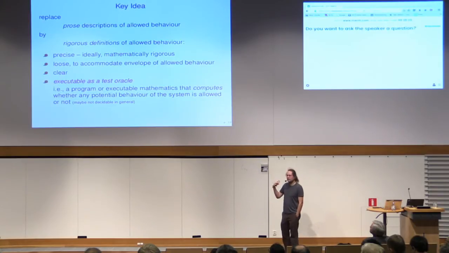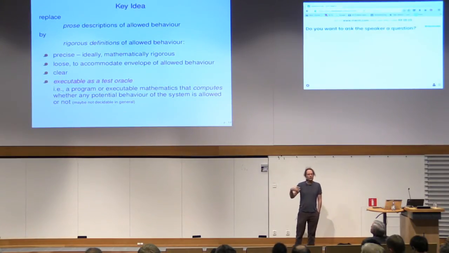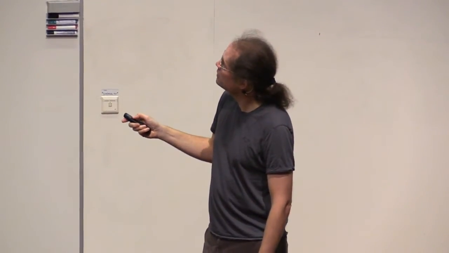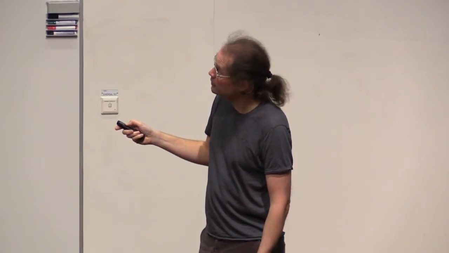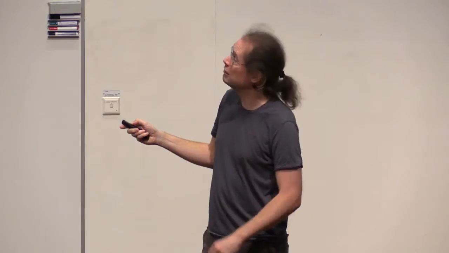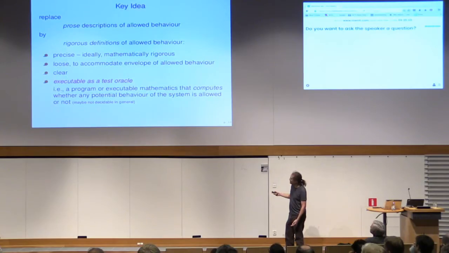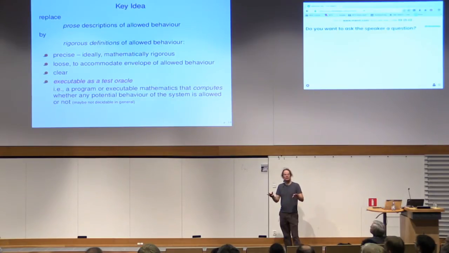So the basic idea of all of this is to see how we can replace those prose descriptions of subtle behavior by something rigorous, something that's precise, but still loose enough to accommodate the implementation variation that you actually have, something that's clear, and most importantly, something which is executable as a test oracle. So what do I mean by that?